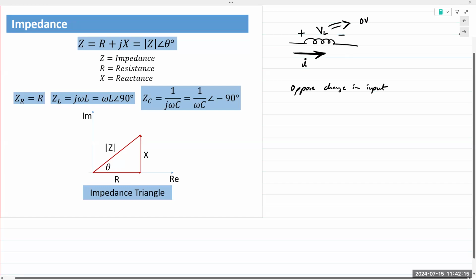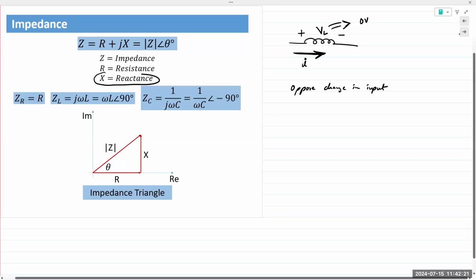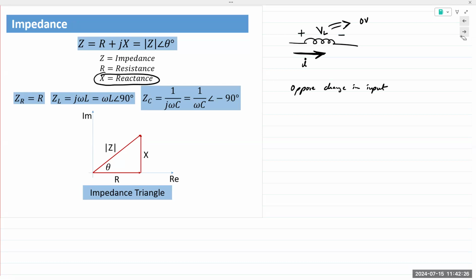And that opposition is a reaction to the change. Hence, that opposition is termed as reactance. It is not direct opposition to the input voltage or direct opposition to the input current. Hence, there is no resistance. But there is a reactance, which opposes any change in the input. Critical difference. It is not opposing the input itself. It is opposing any change in the value of the input. And that is termed as reactance.